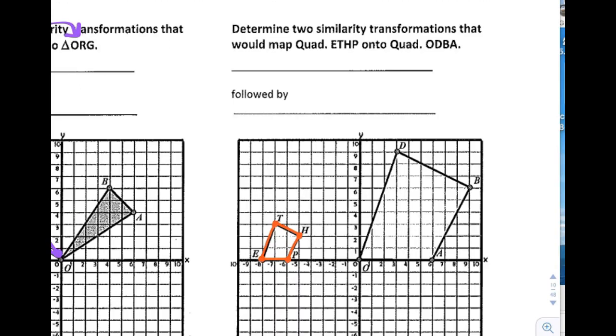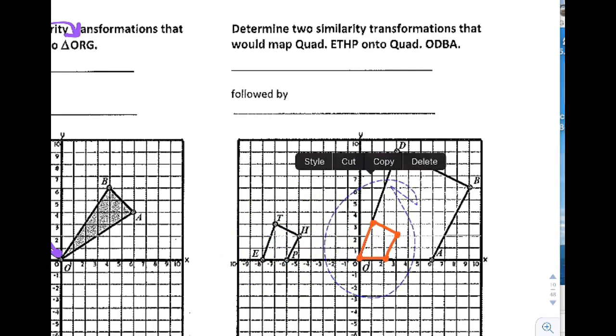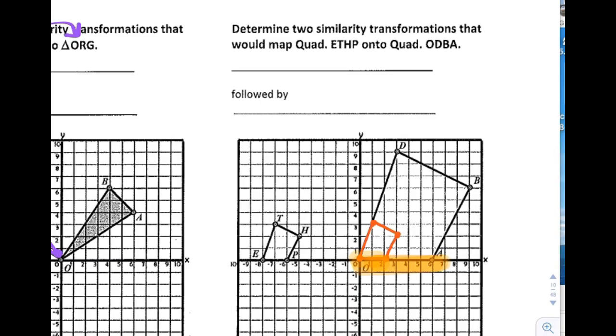Anytime you have shapes that are not near each other, you want to translate them to get them touching. This is the first one we've done in 2 days where they're not even touching at all. So I'm taking ETHP and I'm going to translate it over 8 up 0. So translate 8, 0. And then I'm going to dilate it. This one's a little bit bigger. You can tell by the bottom that this is 2 and that's 6. So we're actually dilating by the origin scale factor 3.